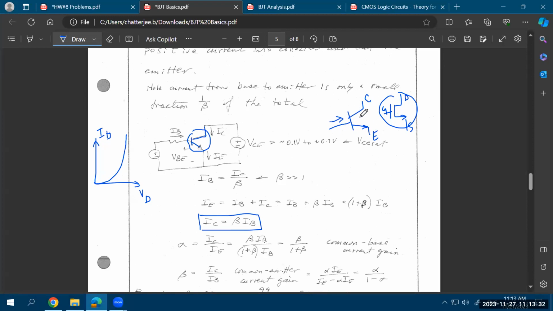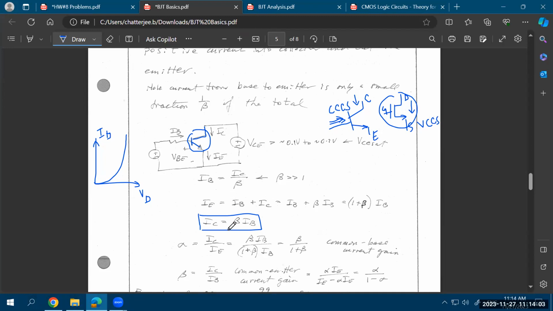So the BJT is a current controlled current source. This current at the base will determine how much current will flow at the collector. For the MOS transistors, the gate to source voltage determines how much current will flow through the transistor. So this is a voltage controlled current source, VCCS, whereas a BJT is a current controlled current source, CCCS. But apart from that, everything else will be very similar for your BJT versus the MOS device.